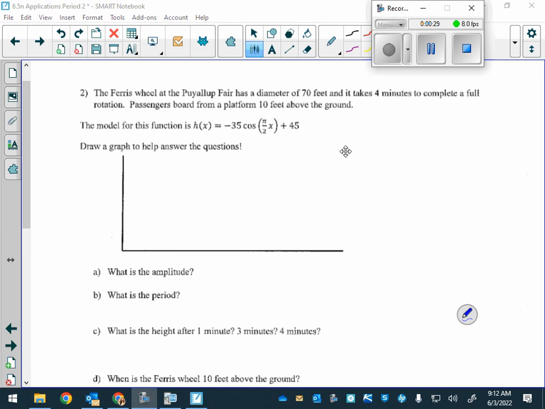Okay, we're on page 19. Passengers board from a platform of 10 feet above the ground. Okay, so again, ignore the equation. What are some things you could tell me based on what's given to us? Okay, good. So the period is 4.